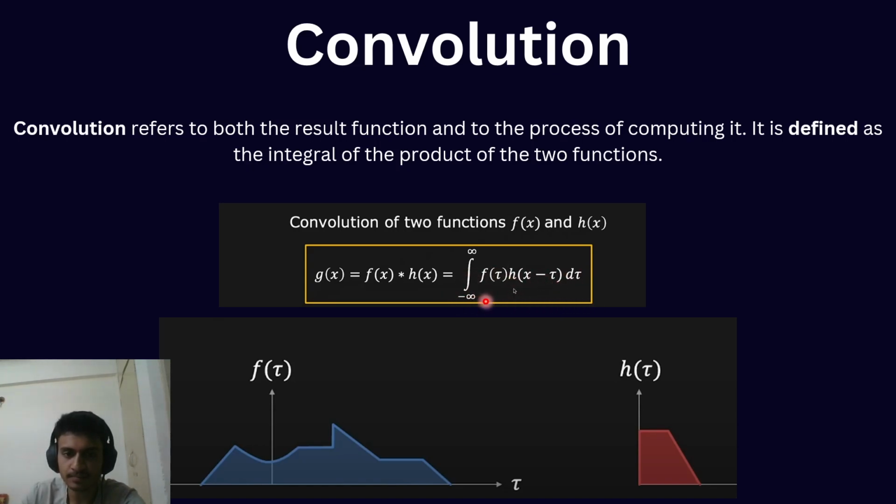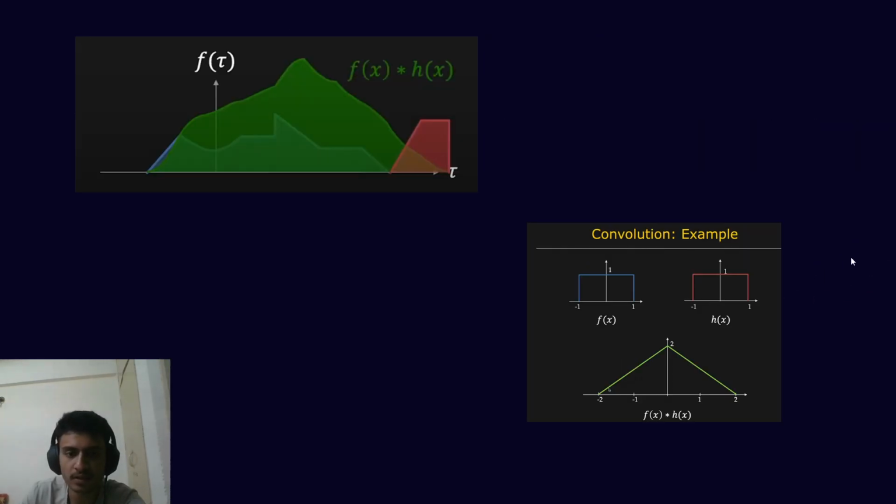What does this integration represent? We have represented the f function in the form of tau and the h function in tau. After time shifting and time scaling, h(tau) will flip to this side and shift a little, making h(x minus tau). Then, taking x, we will move this from minus infinity to infinity, and after convolving it, we will get this green part.